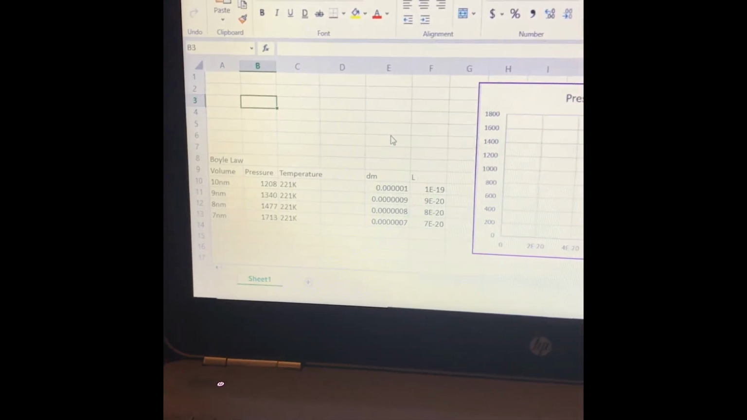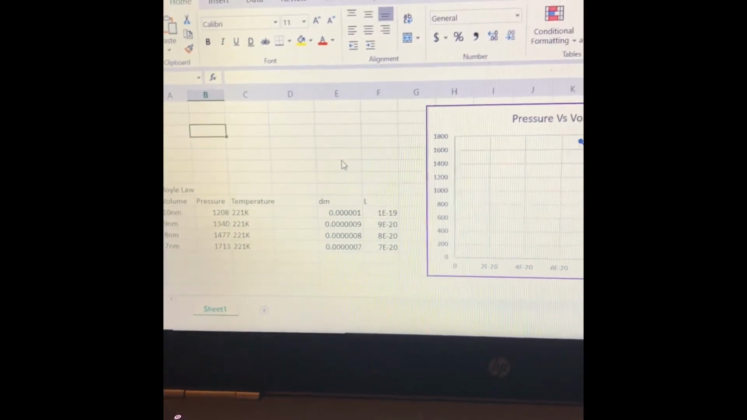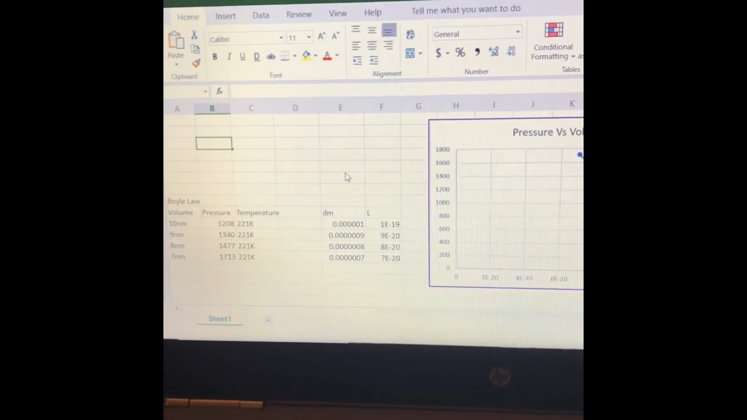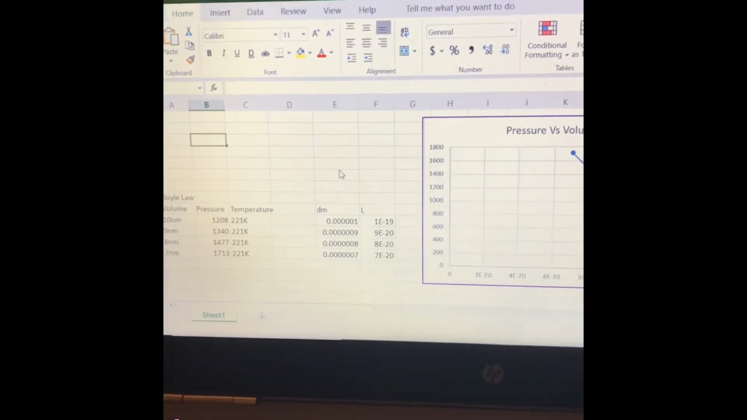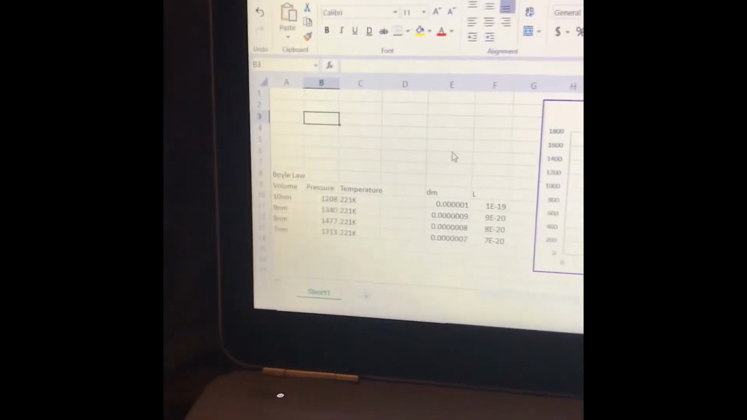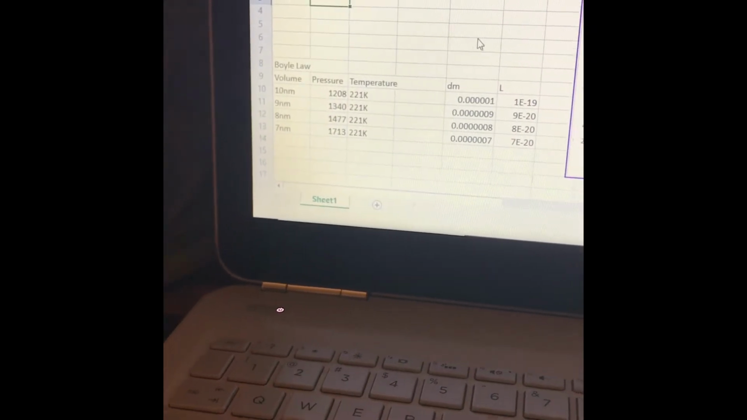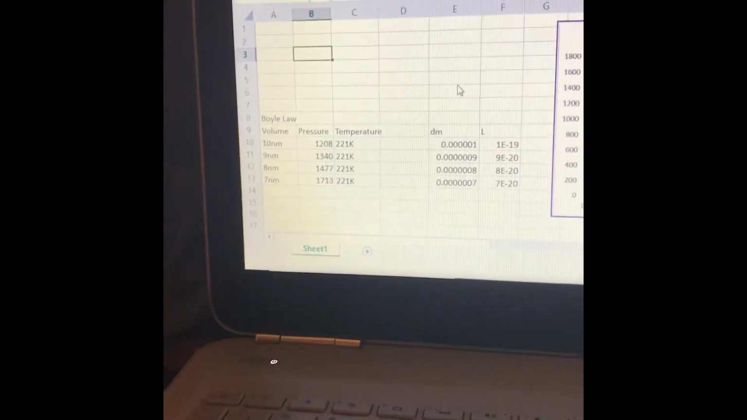This is the first part of the chemistry summative, and in this part there are three simulators: the Boyle's law simulator, the Charles' law simulator, and the Gay-Lussac law simulator. So for the first simulator, Boyle's law, it is stated that if the temperature is constant, the pressure increases and the volume increases.